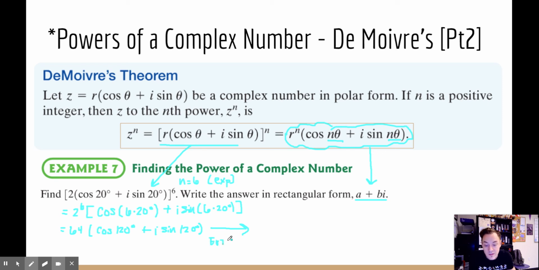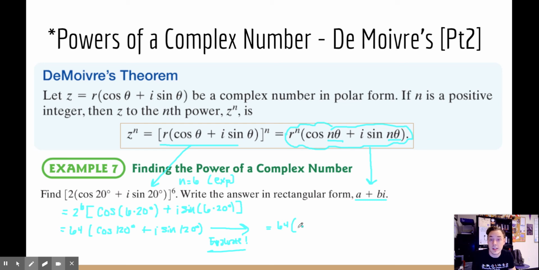So when you evaluate this polar form of complex numbers, that is when you're transferring it to my rectangular form. This is my polar form of my complex power. Now what I want to do is transition that to my rectangular form. So this equals 64. Now what is cosine of 120?